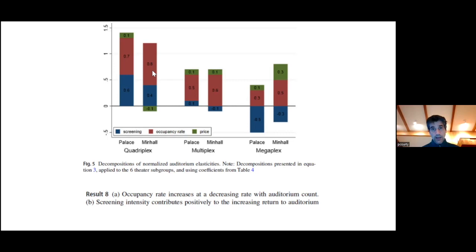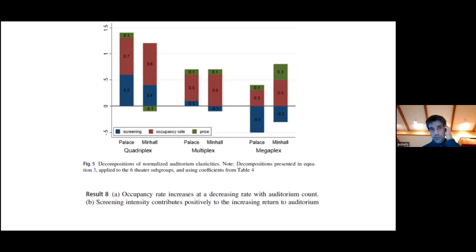However, what's driving the return to auditoria is really the intensity, right? So you bring a larger crowd. If you are bigger theaters, you're going to get a higher occupancy rate. You're going to have more bums on seats. The red parts are always positive, and they are pretty significant. Price has a very seat utilization rate, and at a low count of auditoria, you also get to have increased screening intensity.